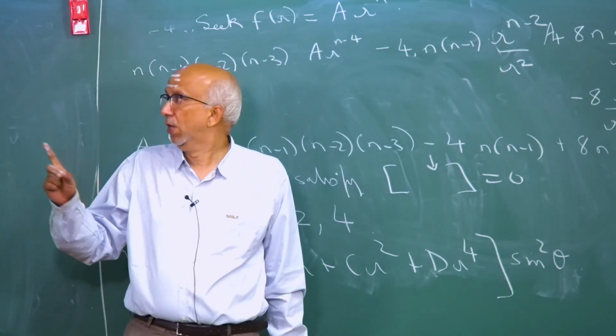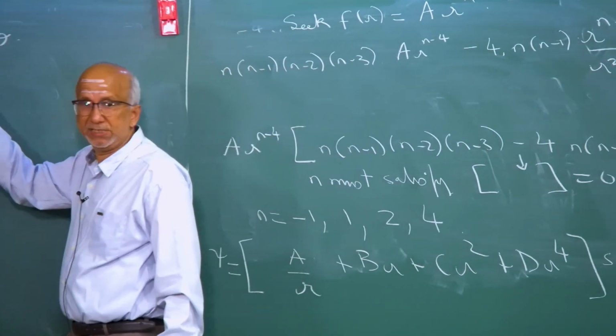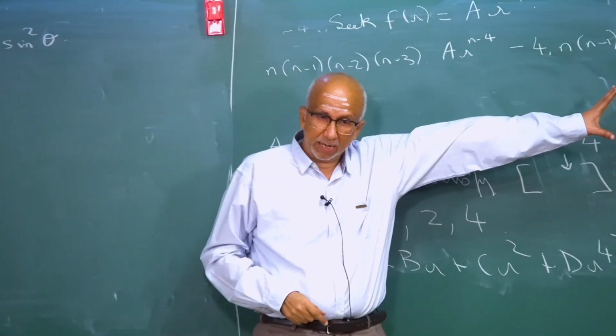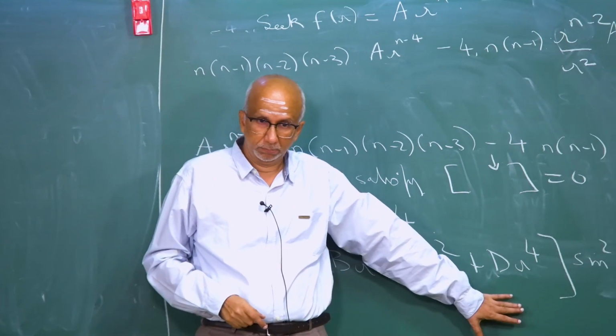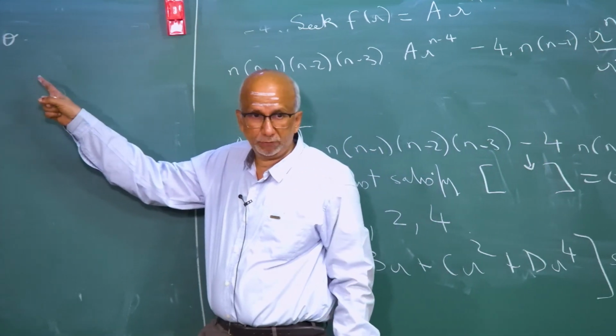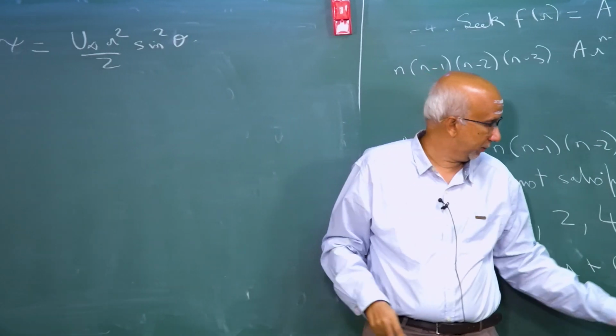But I know that my r dependency has to be r squared, it is not r power 4. If this is present as r goes to infinity, it will start dominating. So, r power 4 will be dominating, but I do not have r power 4, I only have r squared. So, I conclude that d has to be 0.